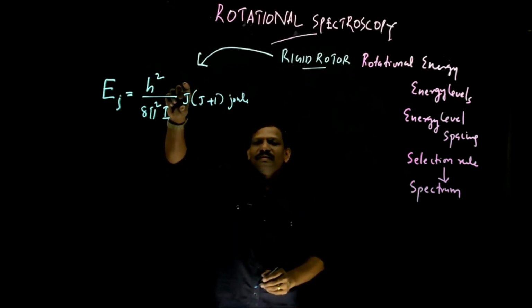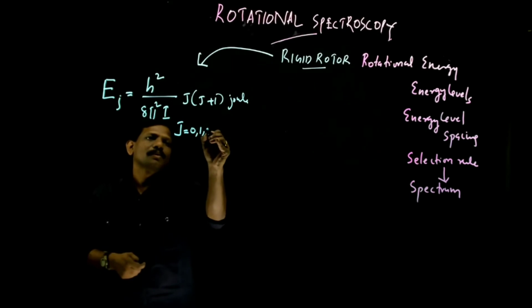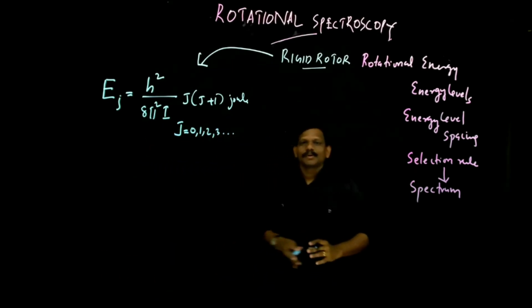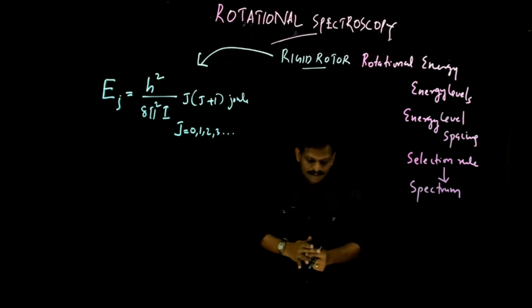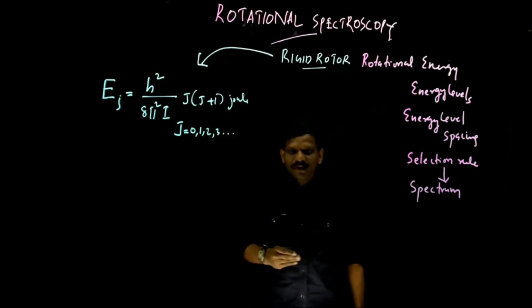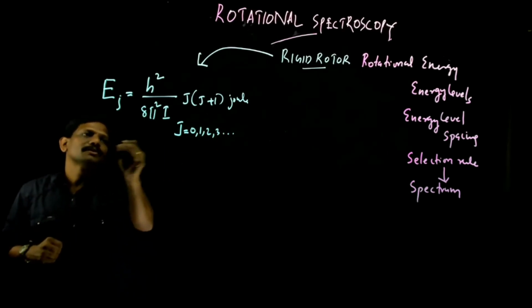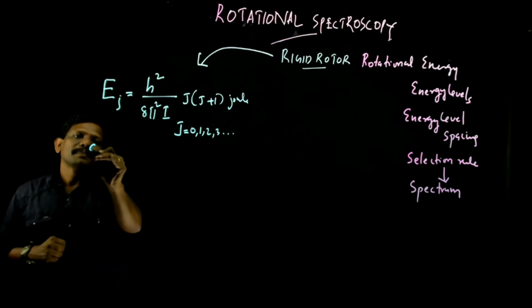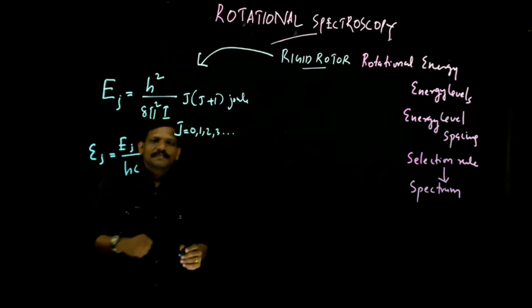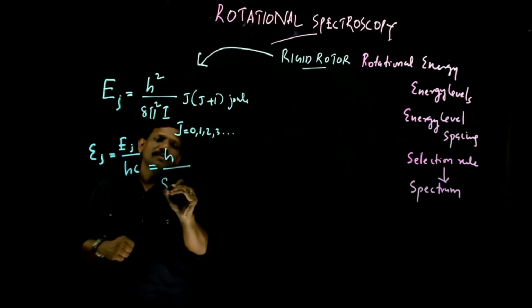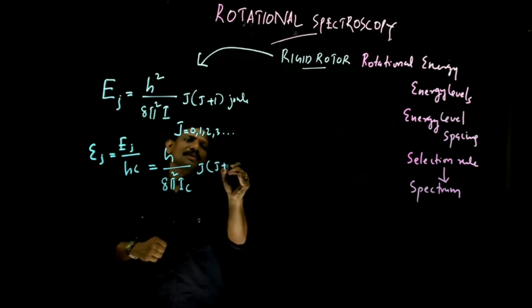Okay. So, what is this J? J is known as the rotational quantum number, that is J can be 0, 1, 2, 3 etc. You already studied this in your quantum mechanics. Okay. So, this is the equation, and normally in spectroscopic techniques we do not take the unit joule, we normally convert this to centimeter inverse. So, in order to convert this equation to centimeter inverse, you have to divide this EJ by h into c.